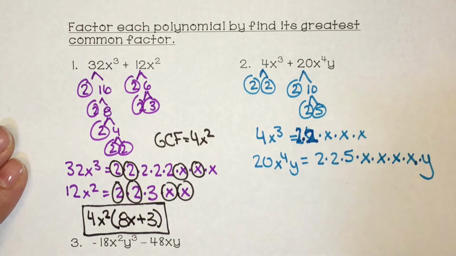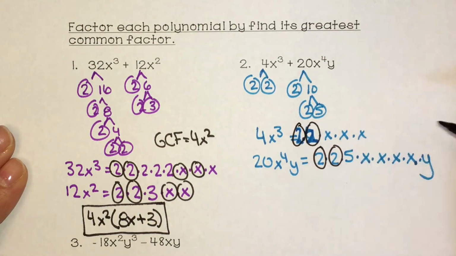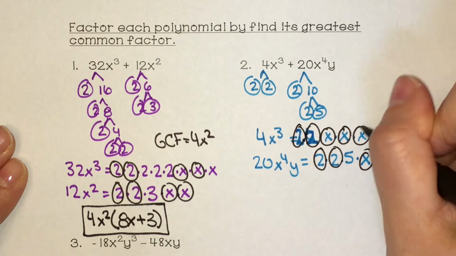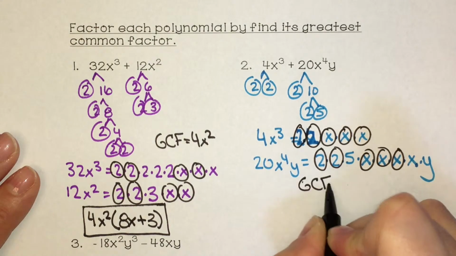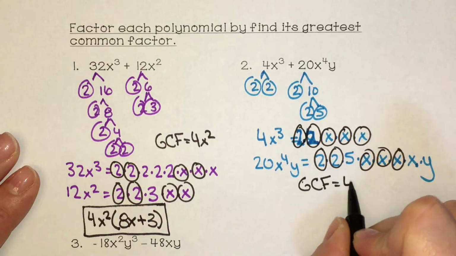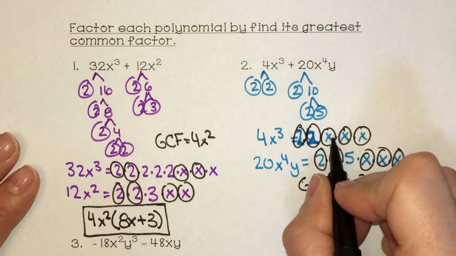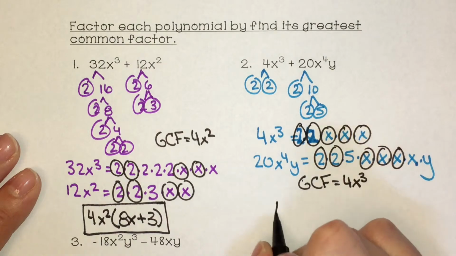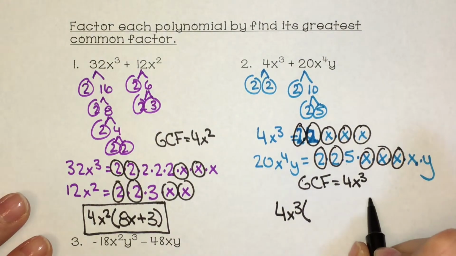So greatest common factor. They each have a 2. They each have another 2. They each have an x, another x, and another x. So that means our greatest common factor is 2 times 2 is 4 multiplied by x cubed, because x is multiplied by itself 3 times. So I'm going to factor out 4x cubed. See what's left in the parentheses.